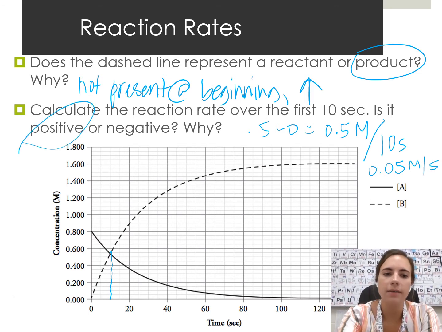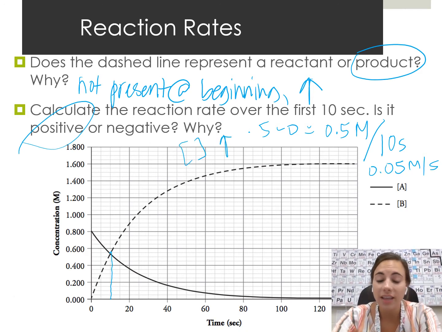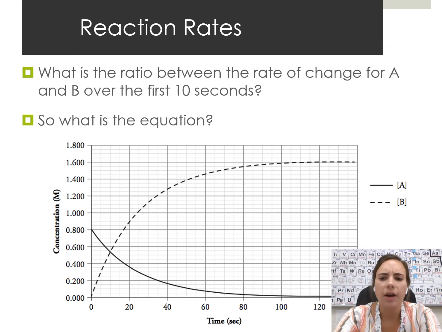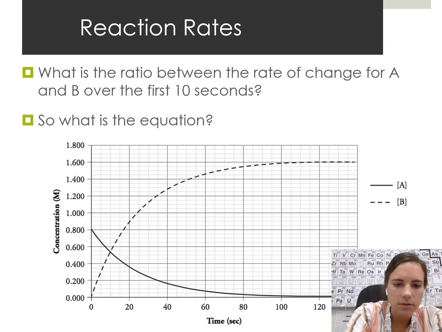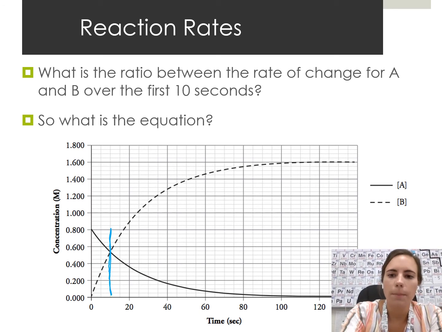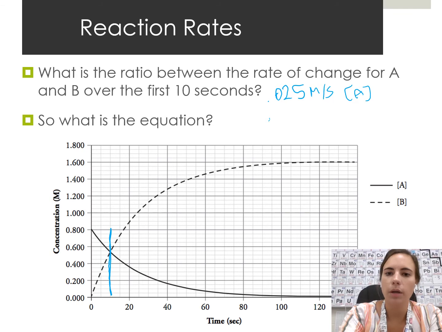And it's absolutely a positive number because my concentration is increasing. So again, this time I'm subtracting a large number minus a smaller number, so I'm absolutely mathematically going to get a positive number, and the rate is still positive. So now, in the first 10 seconds, for my reactant, my rate was 0.025 molar per second. And for my product, it was 0.05.